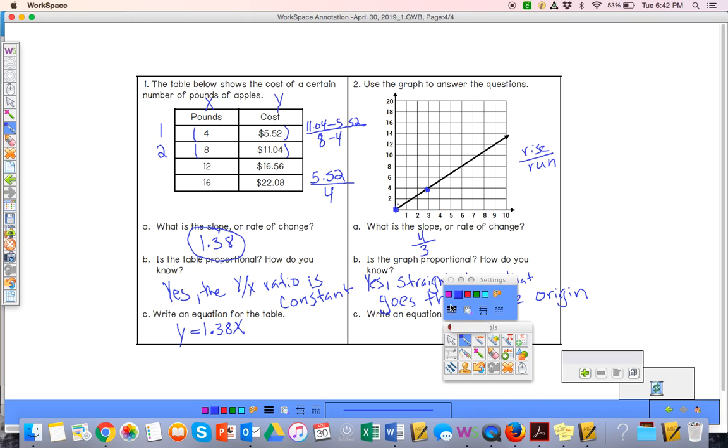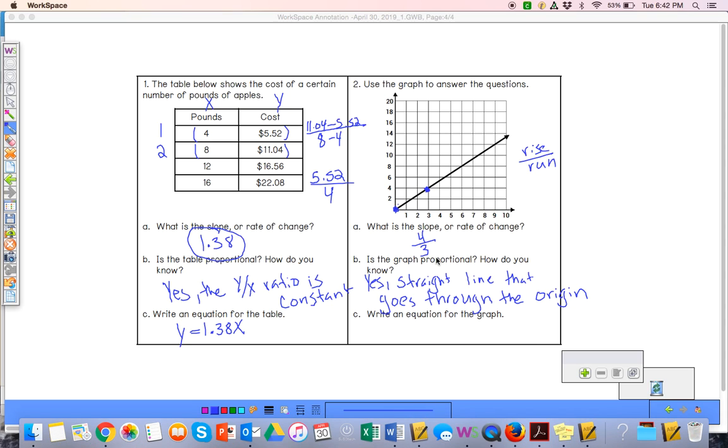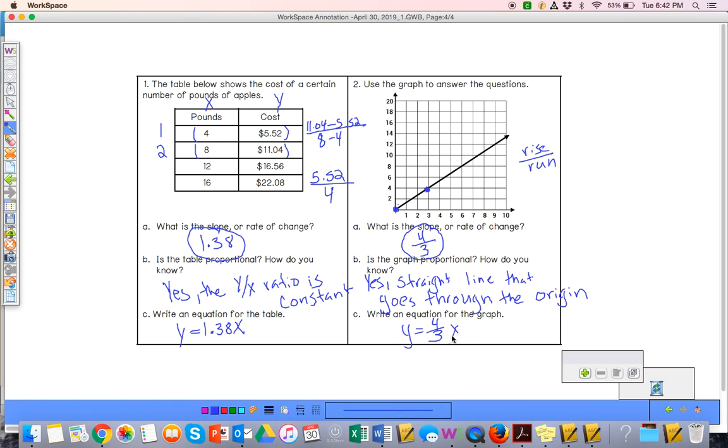Okay, so now it says write an equation for the graph. Again, we're going to use this as our slope. So we're going to write y equals 4/3 x. All right, that is it for proportional relationships. Get started on your assignment.